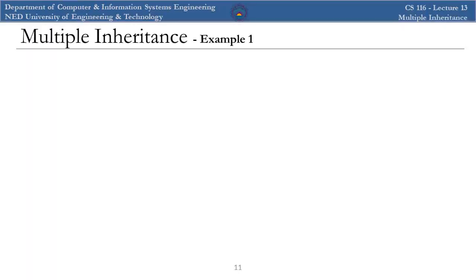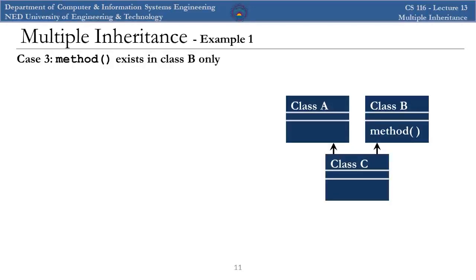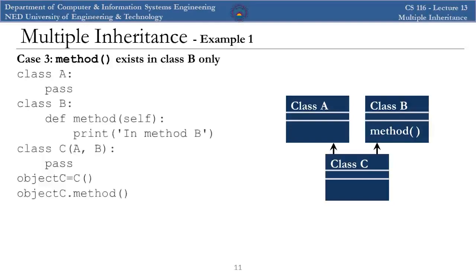Okay, now the third example or third case will show you that class B is the last choice. So here is the scenario. I have removed the method from class A as well. So class A doesn't contain anything, class C doesn't contain anything, and class B is implementing this method.